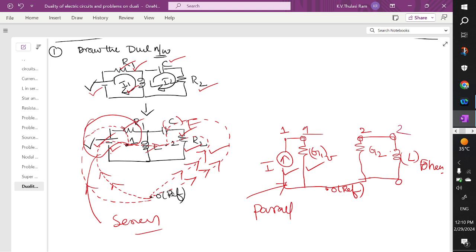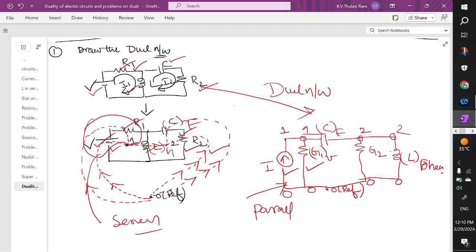This is of zero potential. Between 1 and 2 you have an inductor. Replace that inductor with a capacitor like this. And here you are going to get farad, because already here you have a Henry. So this is the dual network.